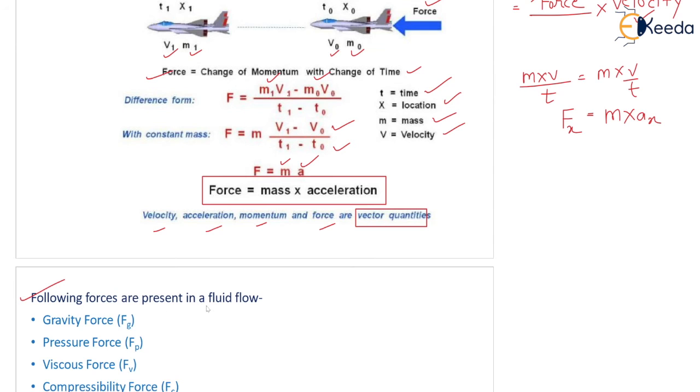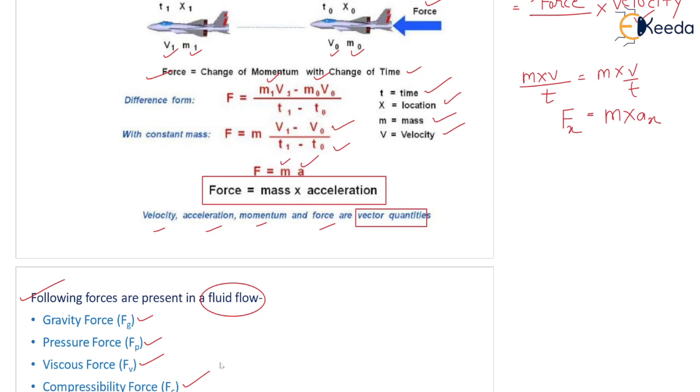The following forces are present in a fluid flow. Gravity force, very important. In all fluids, gravity force will be present. Pressure force Fp, denoted by the suffix p. Viscous force Fv. Compressivity force Fc. Like this, there can be other forces like turbulence force, vibration force, compressibility force.